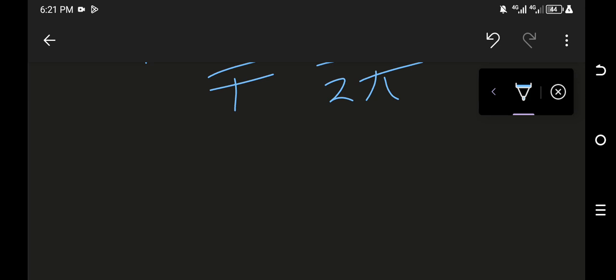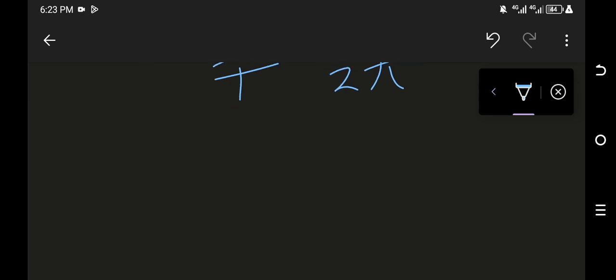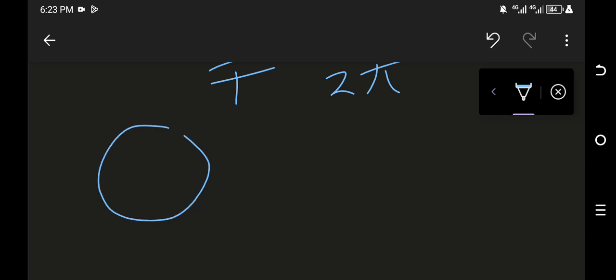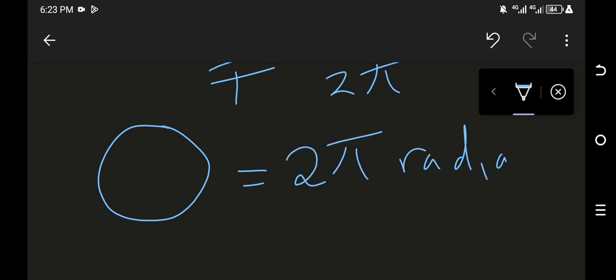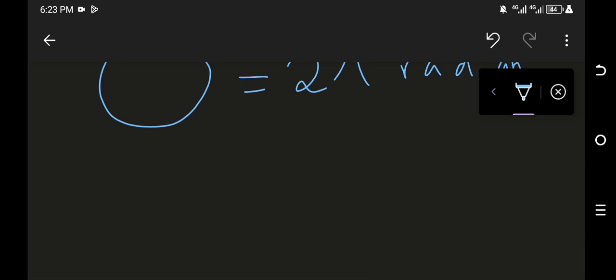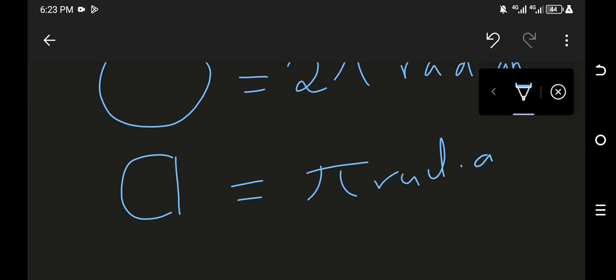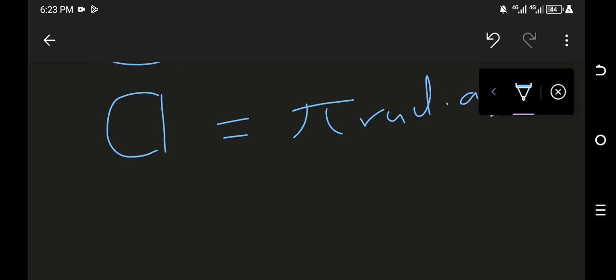So in this video we are going to be using radians because it is most preferred when dealing with circular motion. A full circle equals 2 pi radians, and a half circle equals pi radians. Okay, so you have to remember that, it's very important.